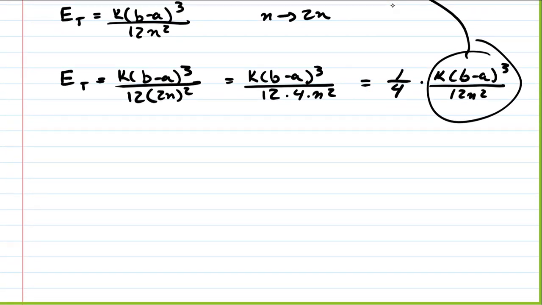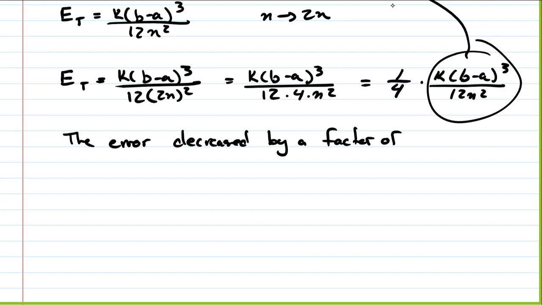So if I double the number of rectangles, what happens to the error? The error is decreased by a factor of 1/4, right? So if you double the number of rectangles, you are going to decrease your error by a factor of 1/4. And that's because we have a square in the denominator, right? So if you double the number of rectangles, it's going to give you 4 times, because 2 squared is 4.